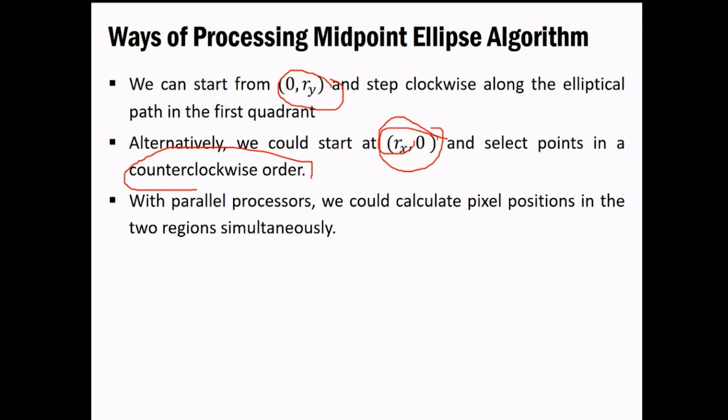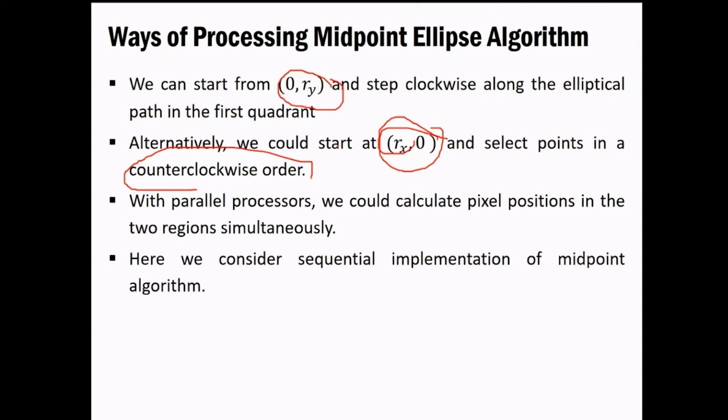So now with parallel processors we could calculate pixel positions in two regions simultaneously. This is again for the programming part. If you are working in a scenario with something very huge, or some picture making kind of thing, then you can give this example.